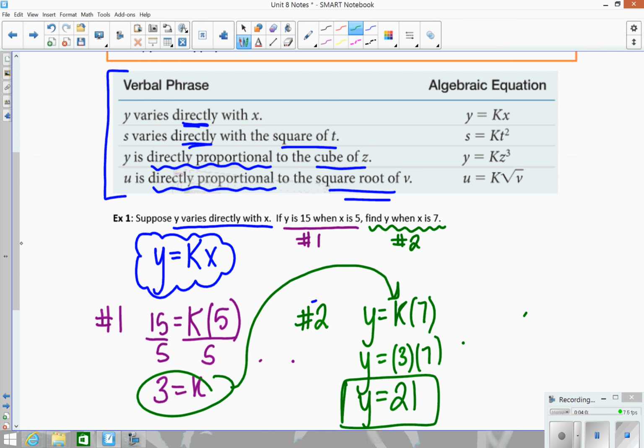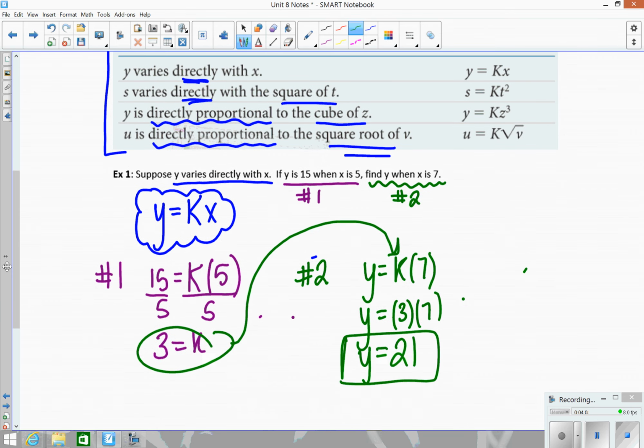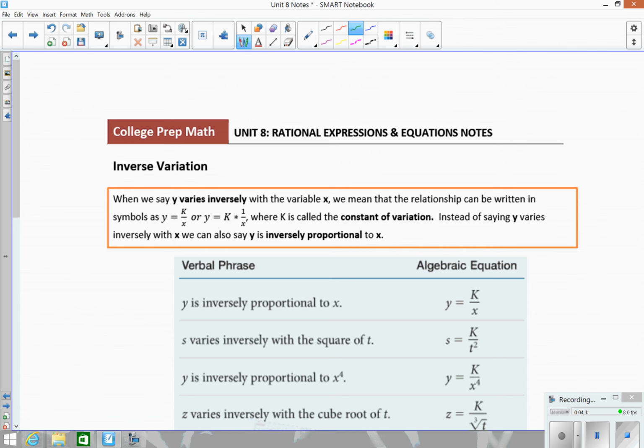So let's look at some more examples. We're going to look at the next type of variation, and we'll see an example that's very similar to this. It's just the initial setup that's going to be different. The next type of variation that we're looking at is called inverse variation.